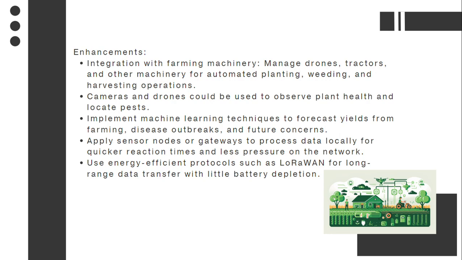Machine learning techniques can be implemented to forecast farming yields and disease outbreaks, and can settle future concerns. The sensor nodes or gateways are applied to process data locally for quicker reaction times and less pressure on the network. Energy-efficient protocols will be used, such as LoRaWAN for long-range data transfer with little battery depletion.